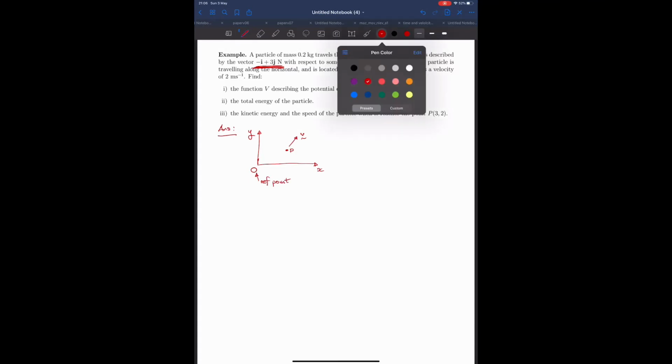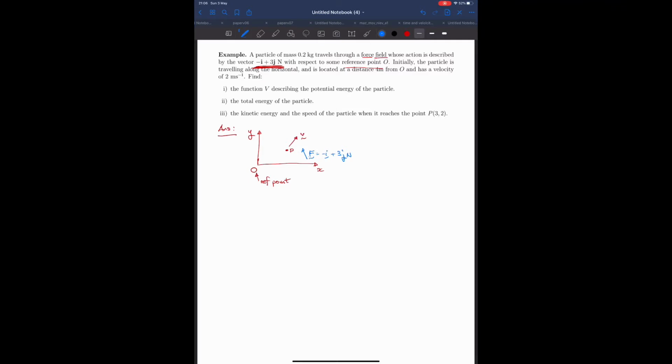Okay, on the other hand, we have a vector. Let's draw this accurately. It could, without loss of generality, have any direction, but it just happens to have this kind of direction. Probably a little steeper would be better. There we go. So this force acts sort of in this direction. Okay, so this is minus i plus 3j newtons.